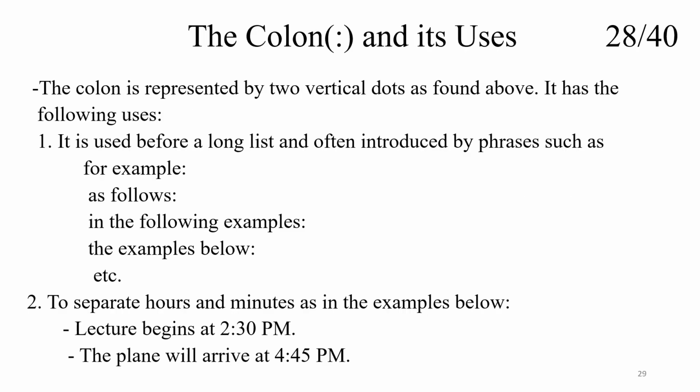We are looking at another punctuation mark we call the colon. The symbol is indicated in the bracket: two vertical dots. This has its own uses, quite different from the semicolon. The semicolon has its own symbol. Please take notes and observe them as such.